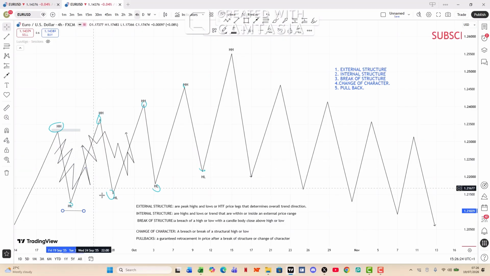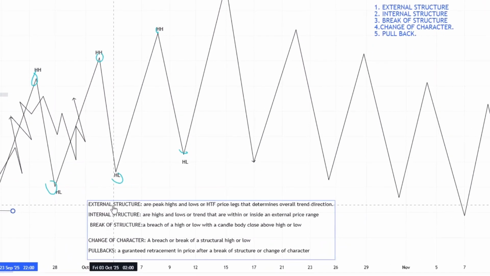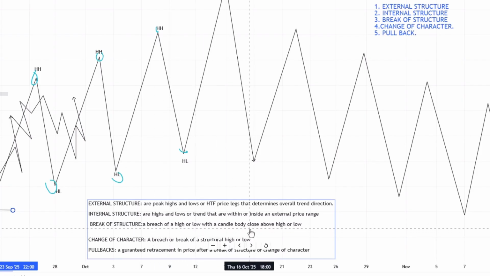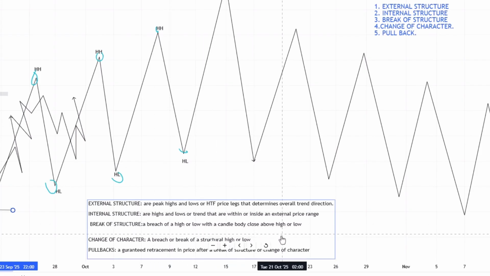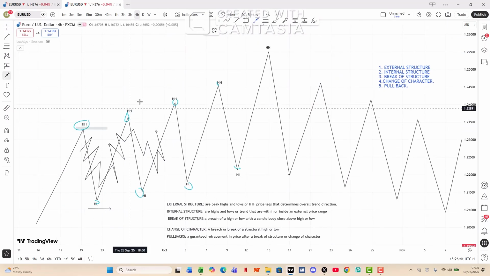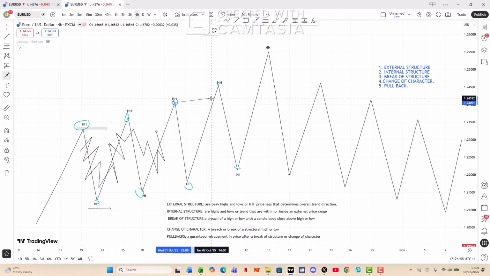All right, so we'll go to break of structure. Break of structure, a breach of a high or a low with a candle body close above high or low, is your break of structure. So break of structure simply means a breach of a high. So this is a high. It can be an internal high or an external high or low. It doesn't matter, right? Break of structure is a break of structure. Just a breach of a high and a candle body close above it is a break of structure.